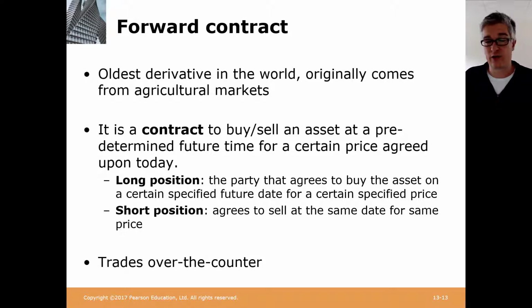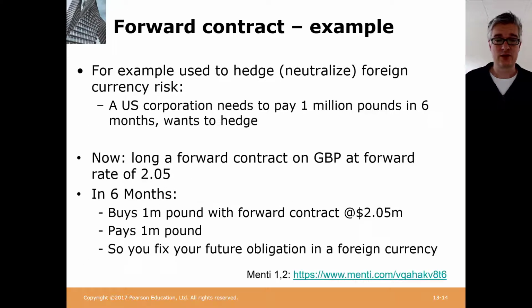So you can take either a long position or a short position. With a long position, you want to buy something at a pre-specified price, and with a short position, you want to sell something at this pre-specified price. Typically forward contracts trade over the counter. So it's just two parties getting together, calling each other up, trying to set a contract, which is typically not too liquid.